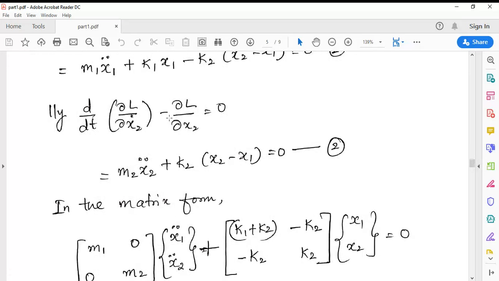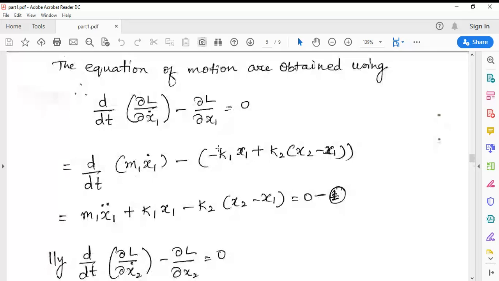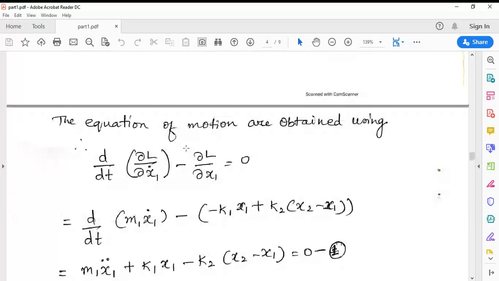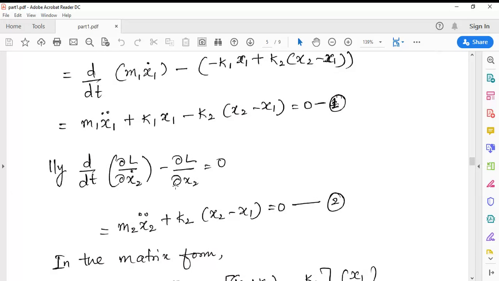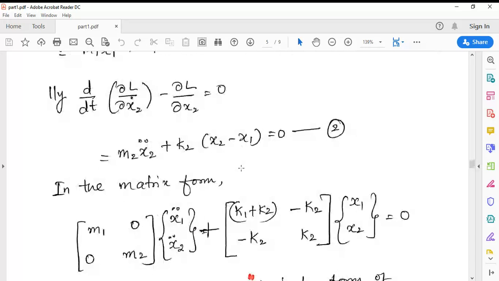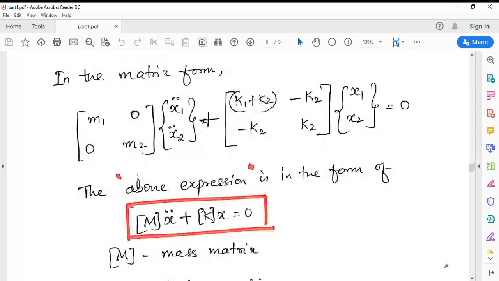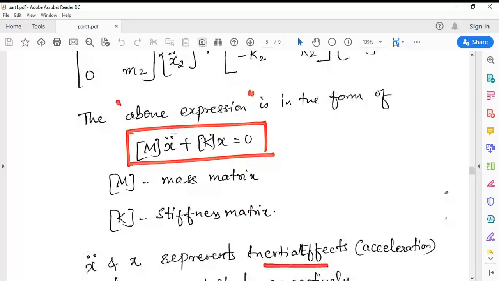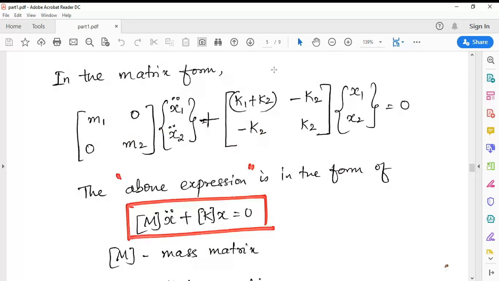Similarly, you apply the same variational calculus expression on the Lagrangian for the x2 dot term. You will get equation number 2. Simplify it and write it in matrix form. You will get this particular equation. See how it resembles the form m x double dot plus k x equals 0. This entire thing is the stiffness matrix, and this is called the mass matrix.